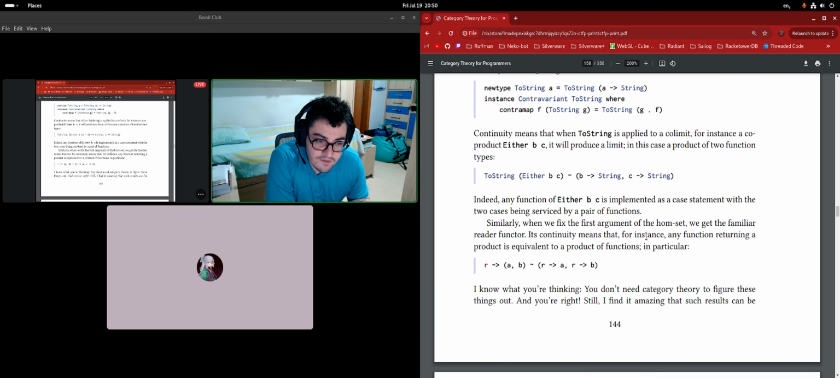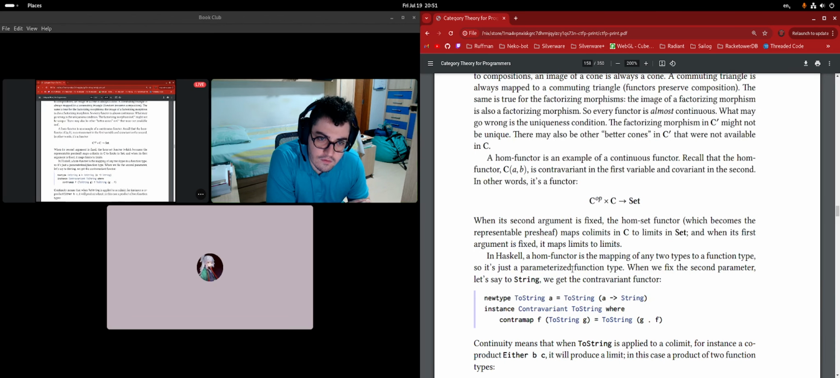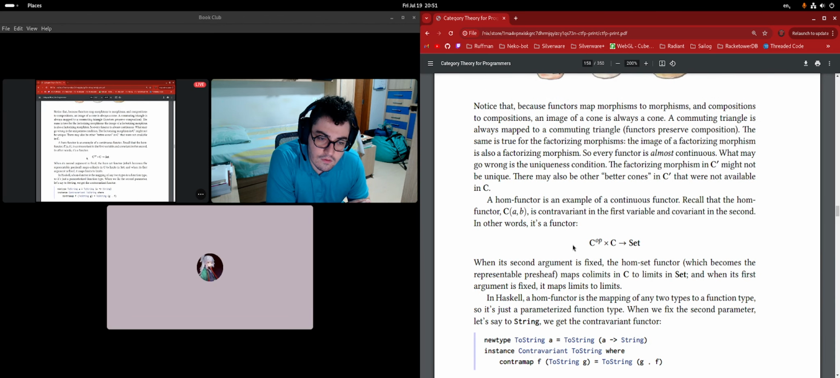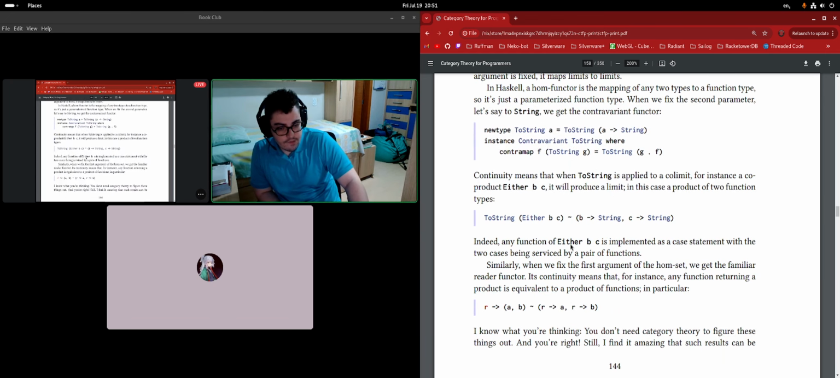Similarly, when we fix the first argument of the home set, we get the familiar reader functor. Its continuity means that, for instance, any function returning a product is equivalent to a product of functions. I don't know if I understood this, man. This whole home functor thing. Hmm. I may have to revisit this.